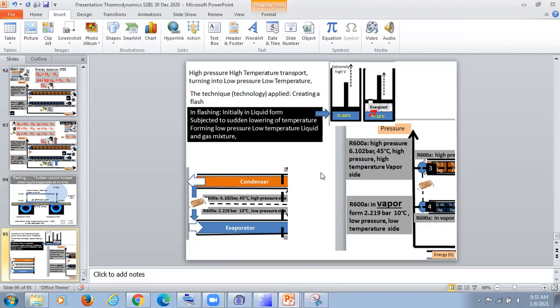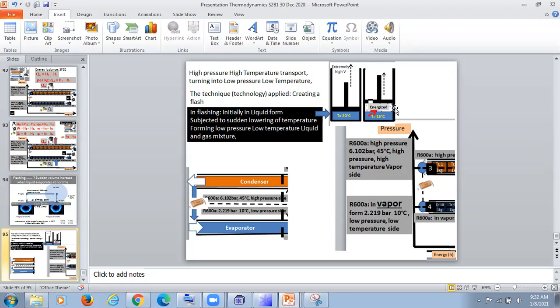This is the sudden lowering of temperature, forming low pressure, low temperature liquid and gas. So this gas means energized, and the energy is received from the liquid itself. As a result, both gas and liquid become cold, and this is in saturated conditions. Both are existing together in the same space. So this is the saturated condition.